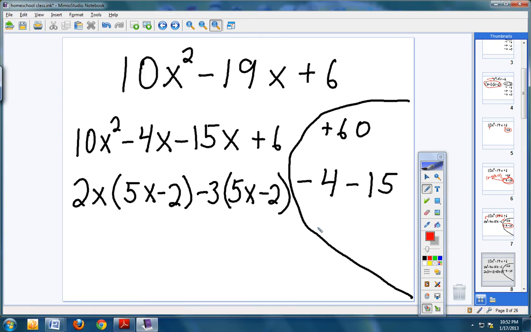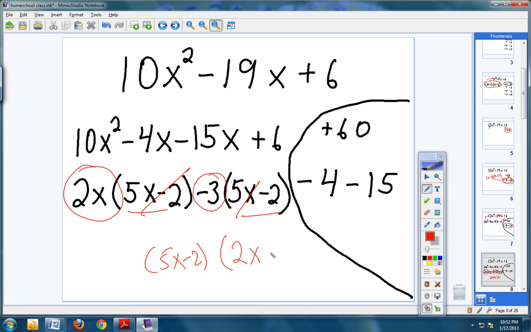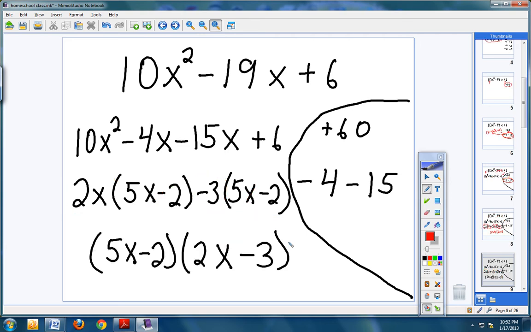And then if you've done everything correctly, your parentheses should match. And our parentheses do match. Here's 1 and here's 1. So the next step, remember what to do. You cross these parentheses off and you write that matching parentheses one time, and then look what's left over on the outside. That's what goes in the other parentheses, 2x minus 3. So it would look like that right there.